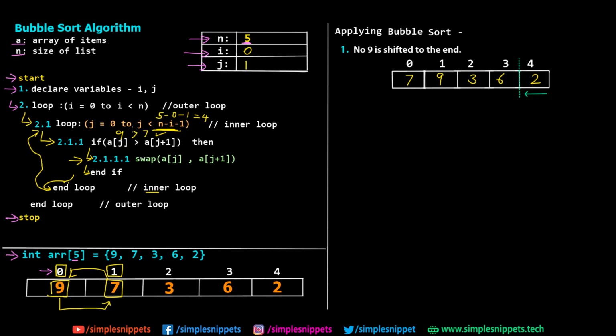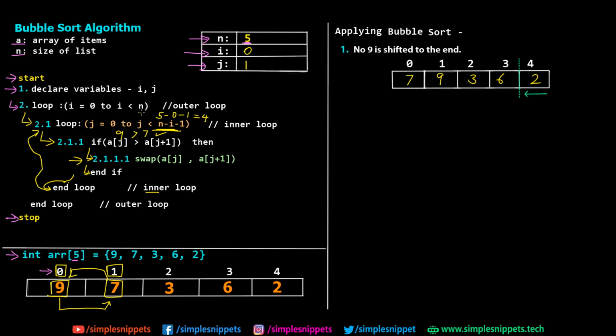So we are again comparing: is j less than n minus i minus 1? Now n value is going to be static. 5 is not going to change. The size of the array will never change. n minus i: what is the value of i still? i is still 0, because we have not reached the end of the outer loop. We are still inside the inner loop. So i is going to be 0 only. So 5 minus 0 minus 1 is 4 again.